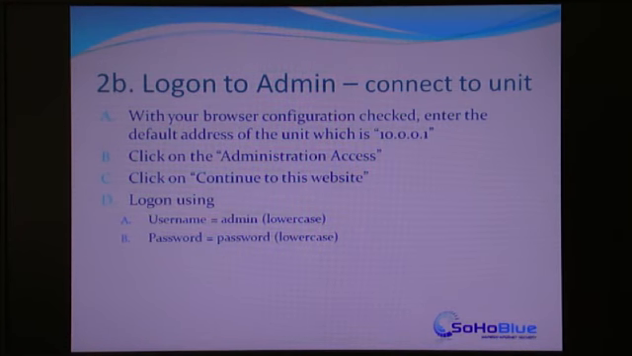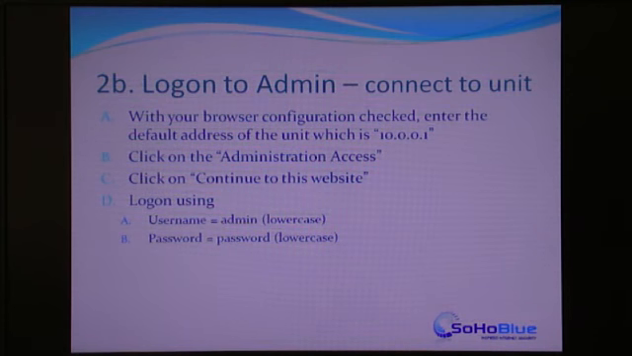With our browser set up correctly, we can now go ahead and actually connect to the SoHoBlue unit and configure it. To do that, we're going to have to enter what's known as an IP address, which is a 4 sets of digits numbering system which identifies individual components on a network. In our case, the SoHoBlue is set up as default as 10.0.0.1, and we're going to have to put that into our browser.